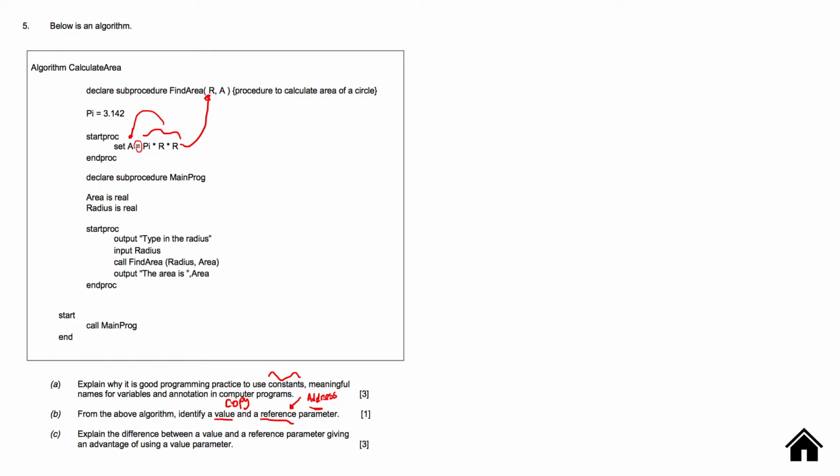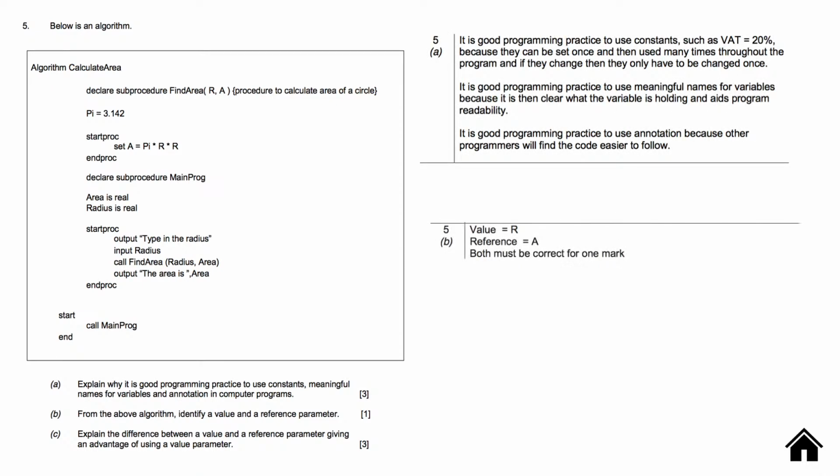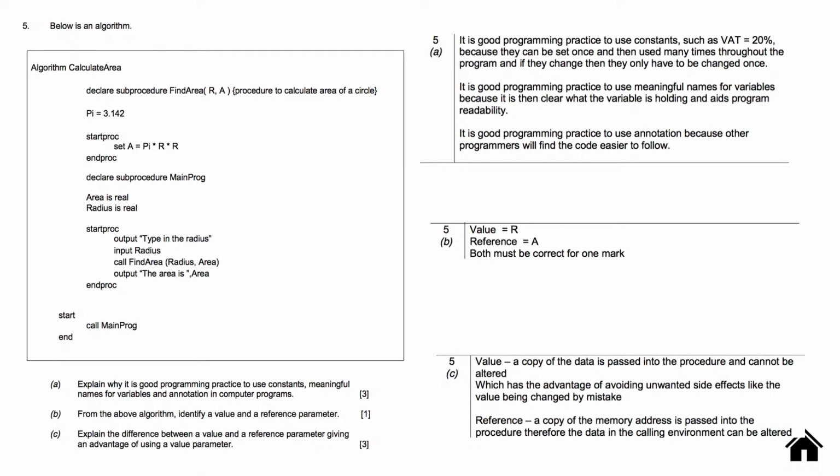And then we've got a procedure, a reference parameter. That is where the memory address is passed in to the procedure, and that means that the data, wherever it's being called, wherever it's being used, can be altered. So in total, that's our 3 marks. And if we check the mark scheme here, you can see that's 1 mark for your value, 1 mark for your advantage, and 1 mark for your reference.